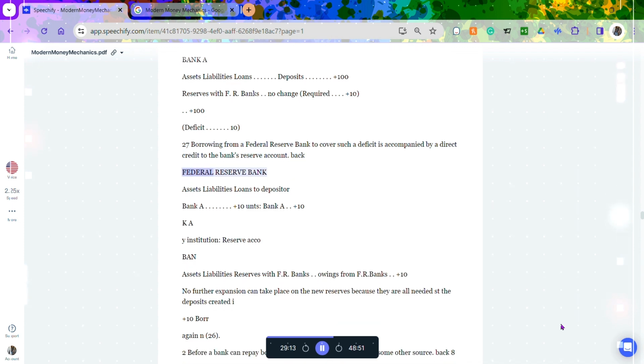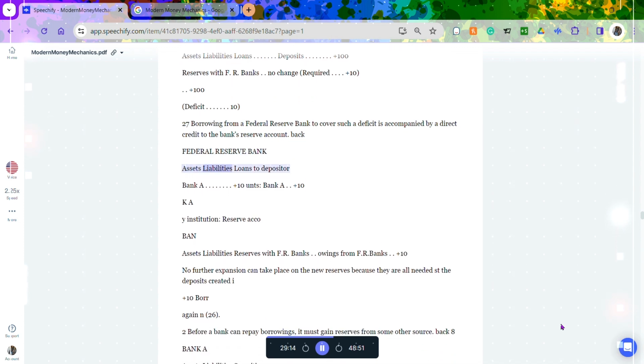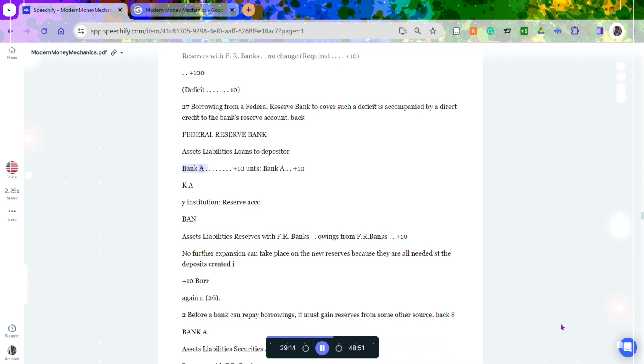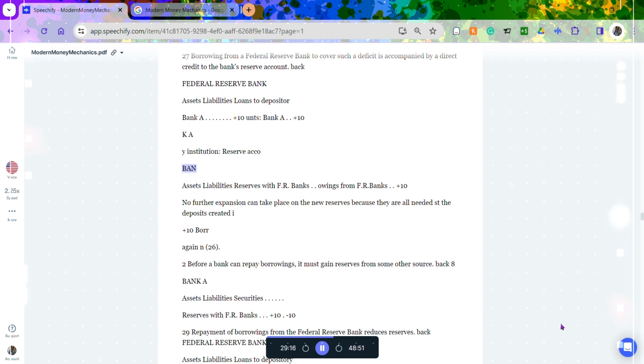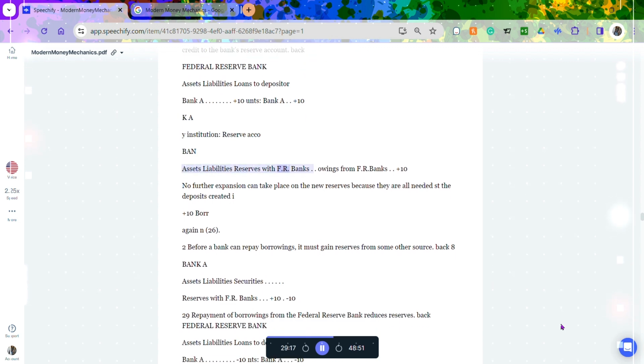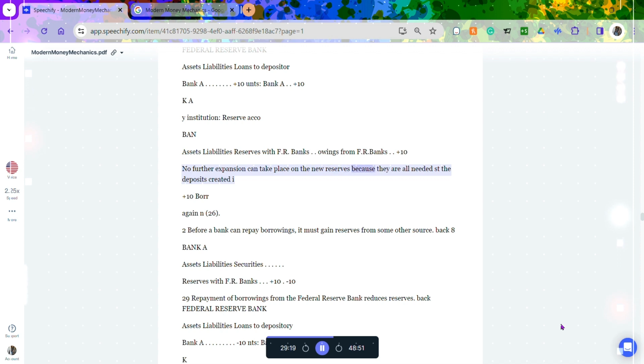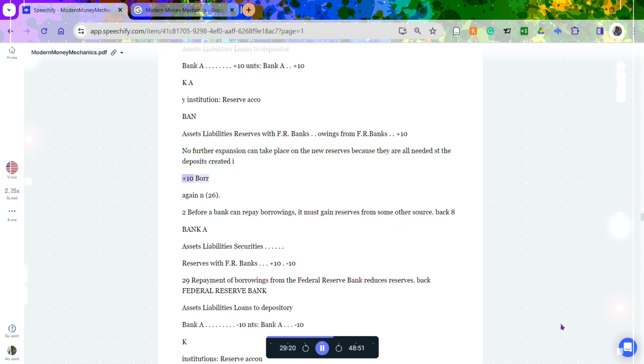Federal Reserve Bank. Assets, liabilities, loans to depository institutions, Bank A, plus 10. Bank A, assets, liabilities, reserves with FR banks, borrowings from FR banks, plus 10. No further expansion can take place on the new reserves because they are all needed. The deposits created, plus 10.